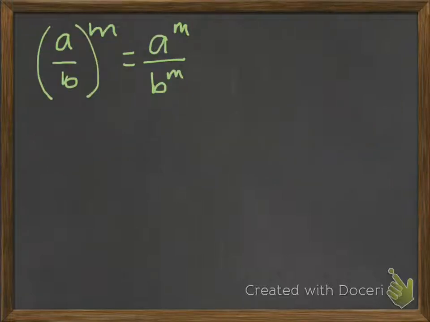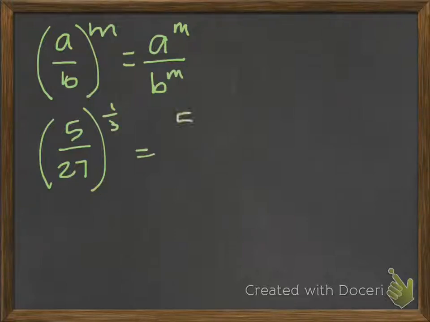The last rule is very similar to the second rule I talked about, where you have two different bases inside the parentheses, and we're going to distribute this power to both of the bases. Here I have 5 over 27 raised to the 1/3 power. So essentially it means 5 gets raised to the 1/3 power, and so does 27. A common mistake is that students will look at this problem and think, well, I'm dividing, so I can subtract my exponents. However, my bases are not the same, so I cannot do that rule. You have to have the same bases in order to subtract your exponents.